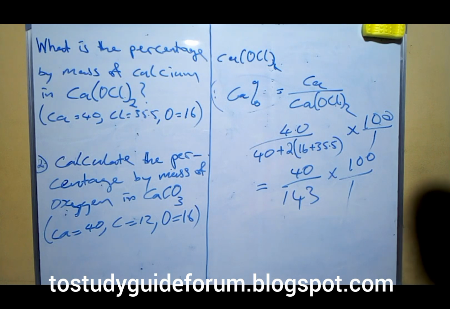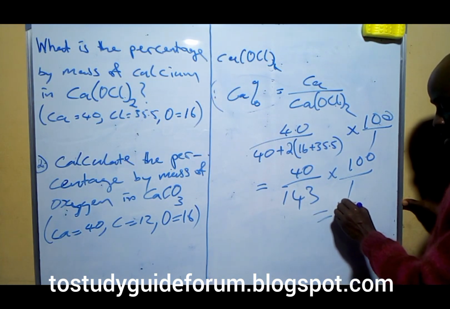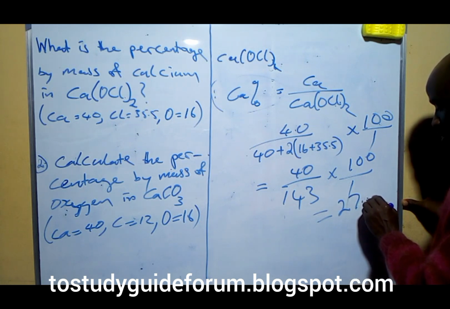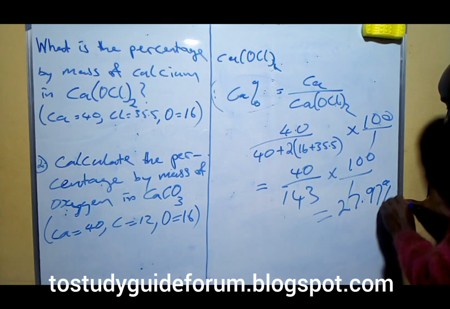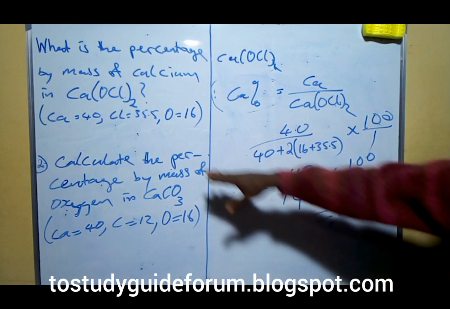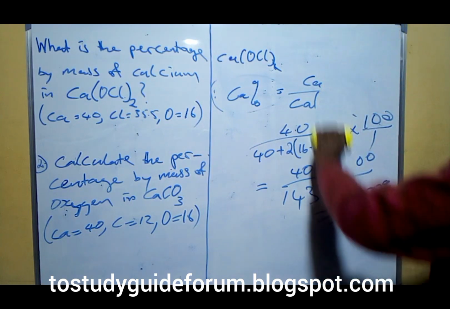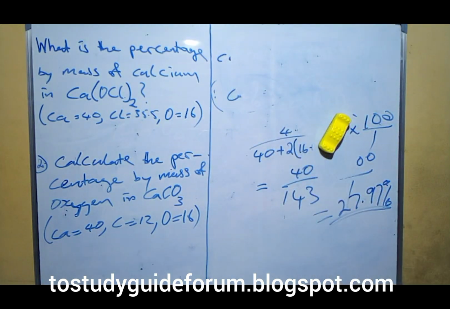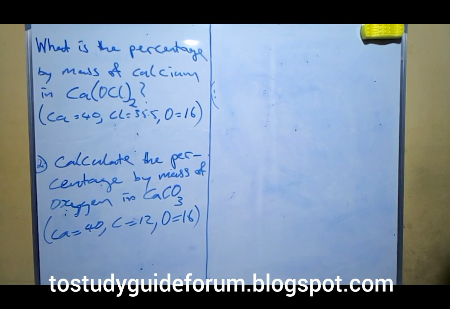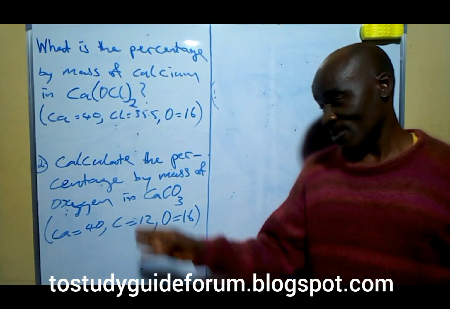So when we cancel out, we find that what we have is 27.97%. That is the percentage by mass of calcium in this compound. So the next one we're going to look at is the second one.